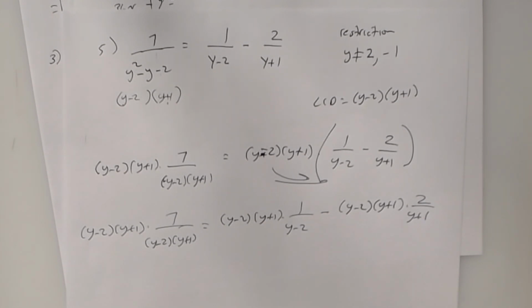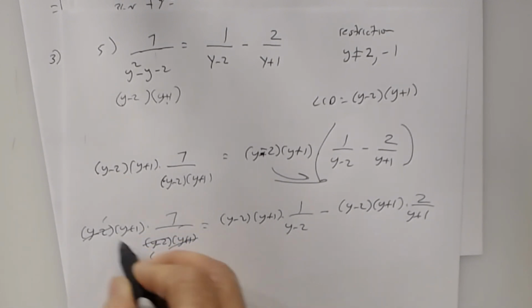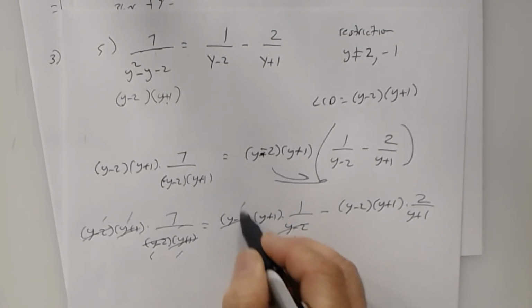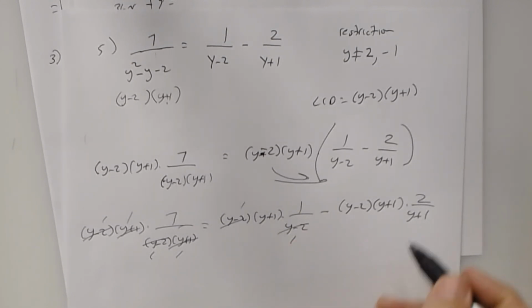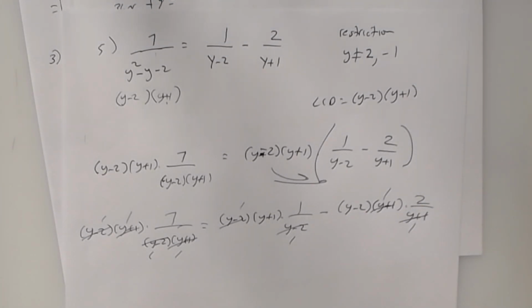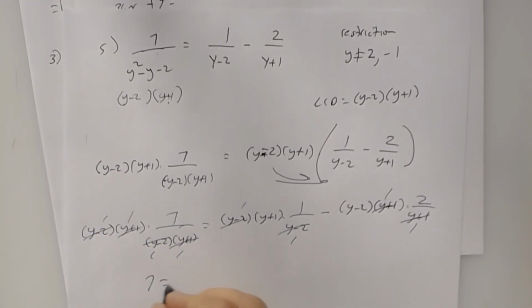Now, what is the next step? Reduce. The y minus 2's divide out. The y plus 1's divide out. Over here, what divides out? Y minus 2's divide out. Notice I put 1's in their places. Over here, what divides out? Y plus 1. Once you do that, then it's easy to see what you end up with at that point. What's 1 times 7? 7. Equal. What's 1 times y plus 1 times 1? Y plus 1. That's all that is.